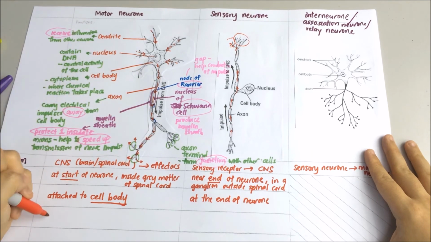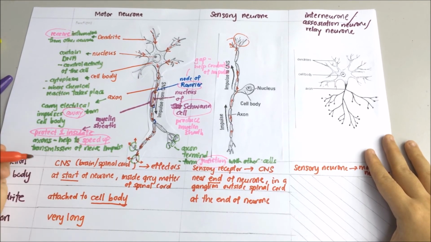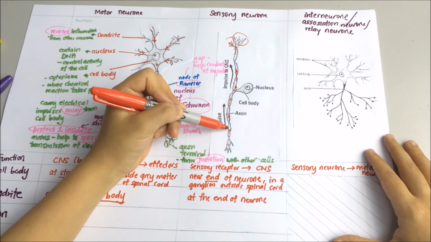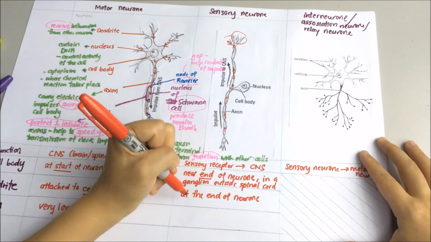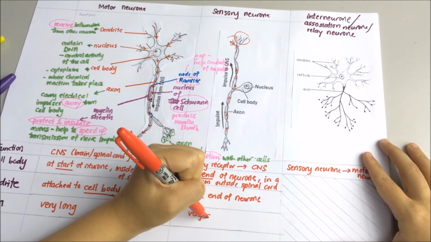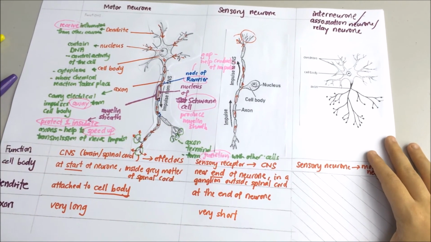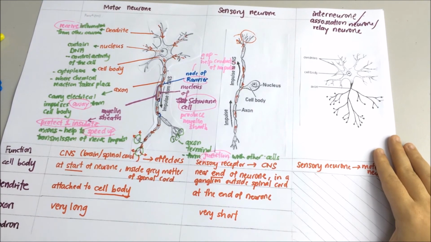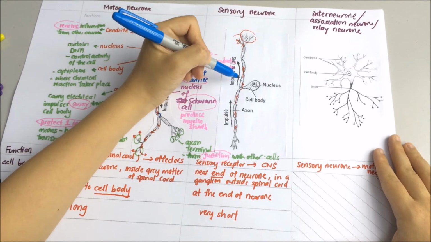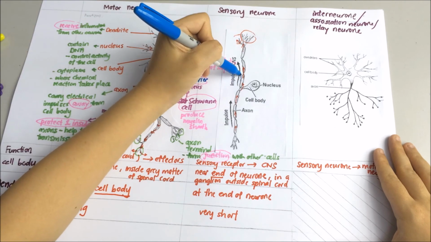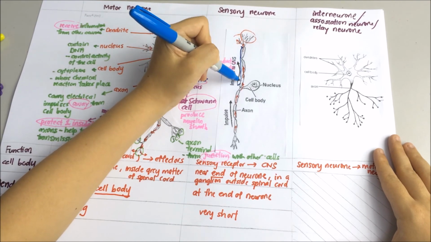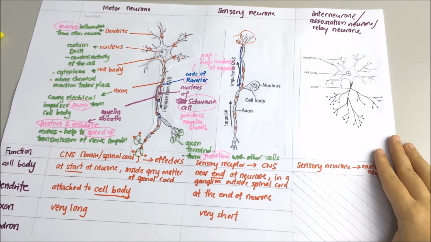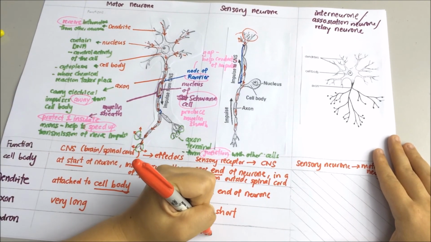Now, we can also compare the length of the axon. The motor neuron has a very long axon, while the sensory neuron has a very short axon. And for the dendron, the motor neuron has no dendron, while the sensory neuron will have a very long dendron, which is a continuation from the dendrites.